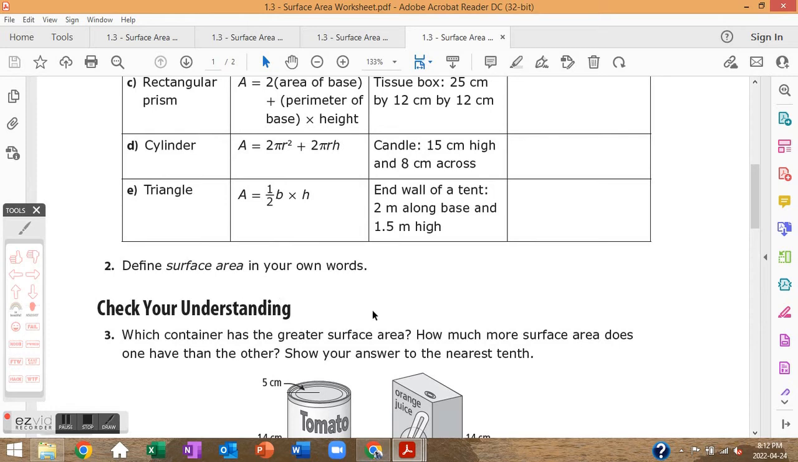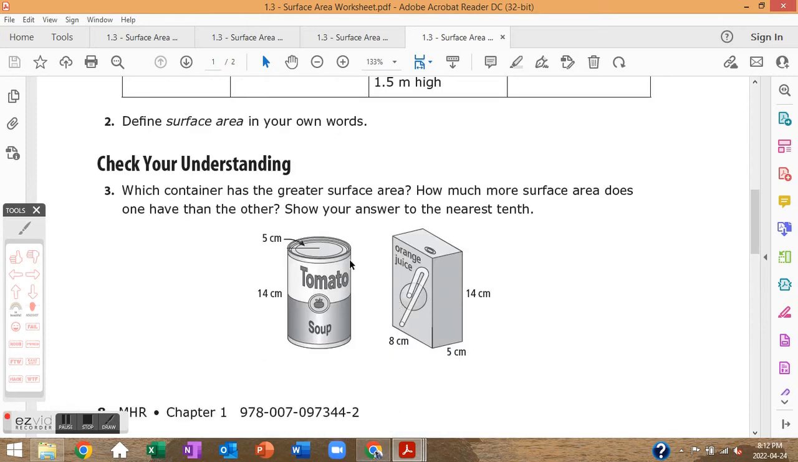All right. Then you've got 2 containers here. We have a tomato soup can and an orange juice box. And your question, given that they are not really to scale, maybe? Don't think they're close. Which of these 2 has the greatest surface area? So you can make a prediction first. And then, it's not going to be that easy that you can just pick one and have a 50% chance to get it right. How much more surface area does one have than the other?